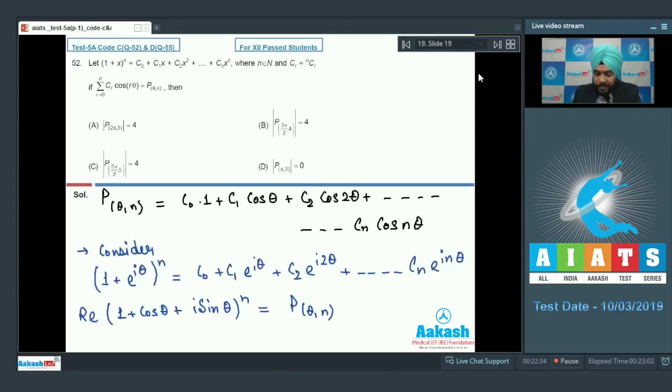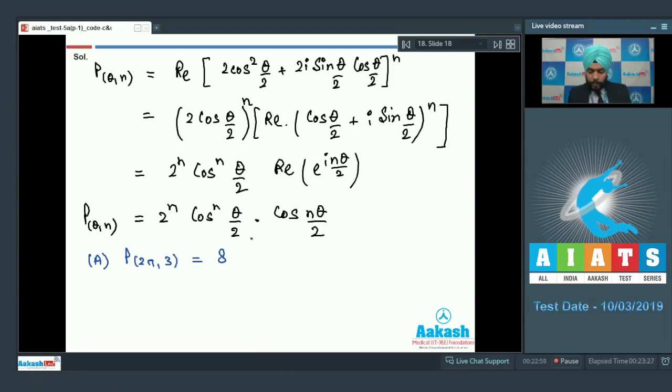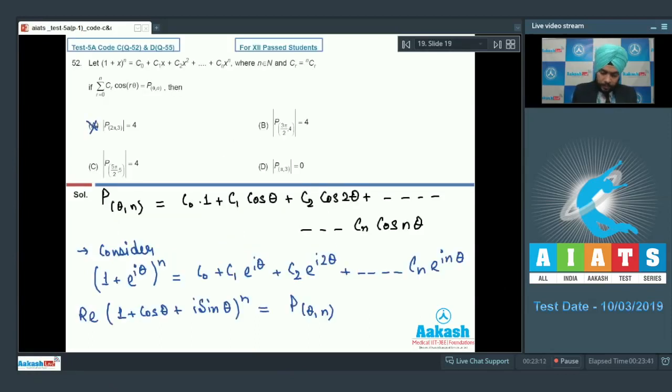Let us simplify the options. P(2π, 3). Option number A, 2π comma 3. This is 8 into cos³π, that is minus 1, into cos(3 into 2π by 2), cos of 3π, that is again minus 1. So it is 8. Option number A is wrong.